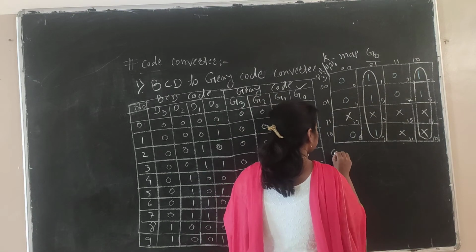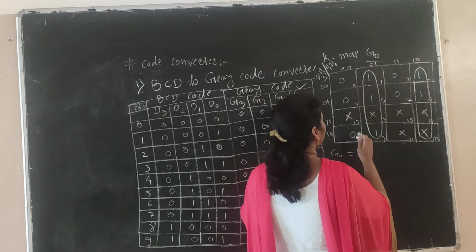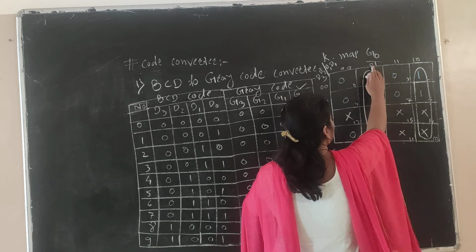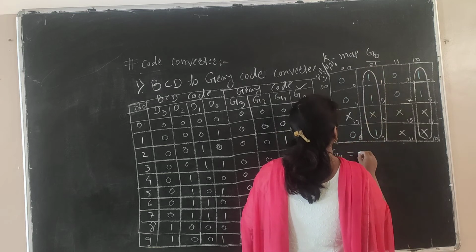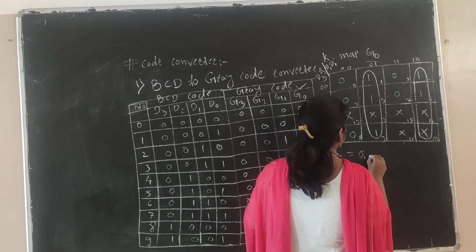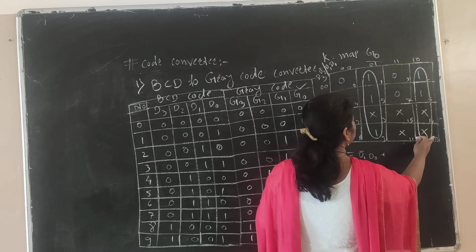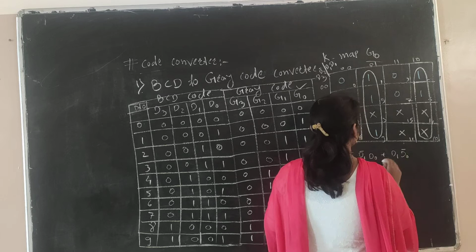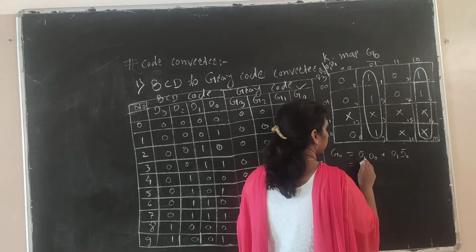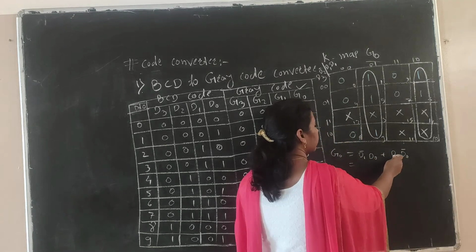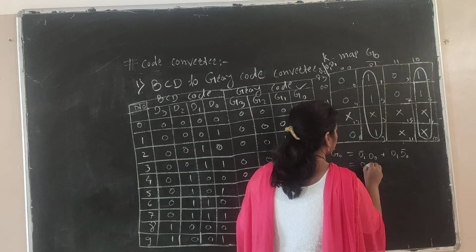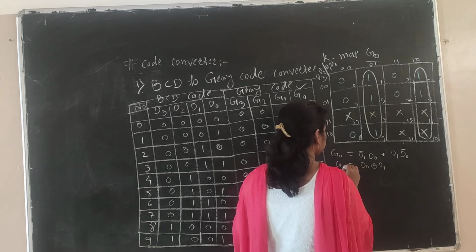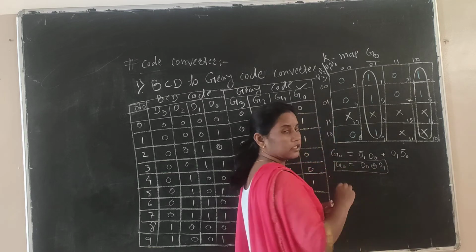That's why G0 is equal to, for this group we can write the equation, all these terms are uncommon. That's why directly take this equation, that is D1 bar D0 plus, for this group it is D1 D0 bar. It is nothing but an XOR operation. D1 bar D0 plus D1 D0 bar is nothing but D0 XOR D1. This is the output for G0.